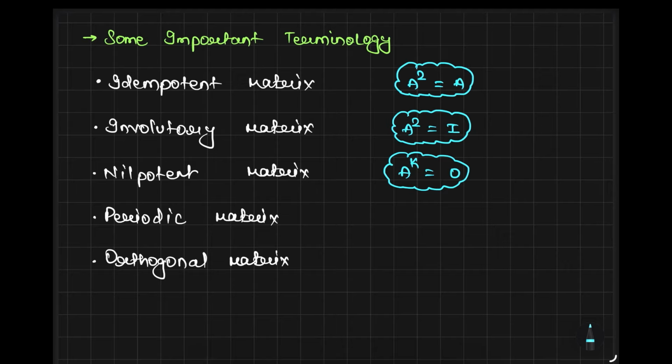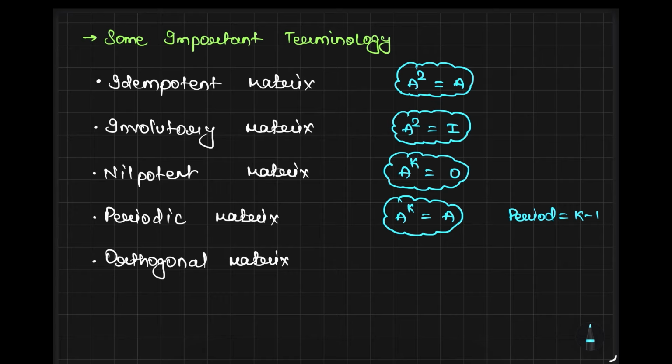Now, periodic matrix: according to the word, you can visualize that after some time it will repeat itself. So suppose that after doing k times multiplication you got A, okay, so this matrix will become periodic, and the period will be k minus 1. Okay, you have to memorize this thing.